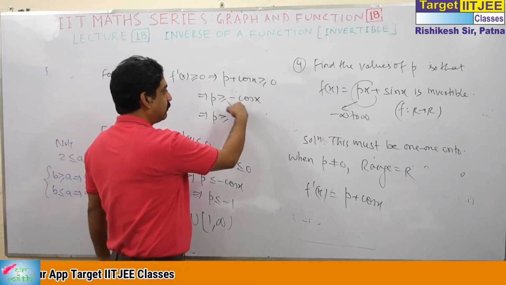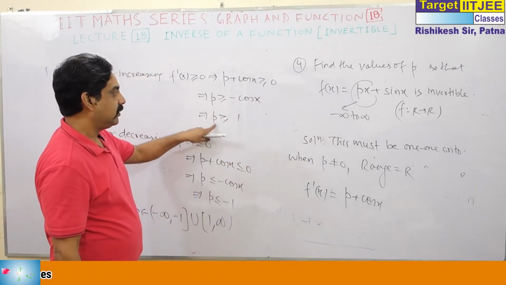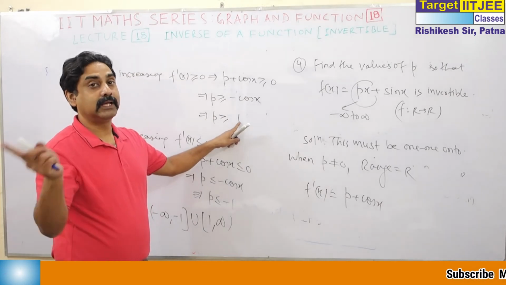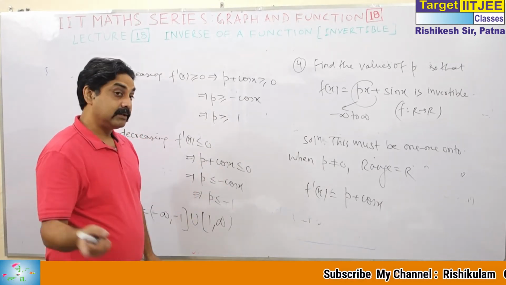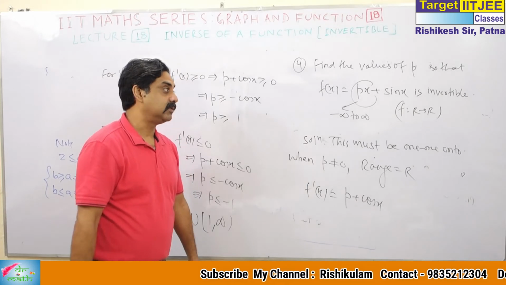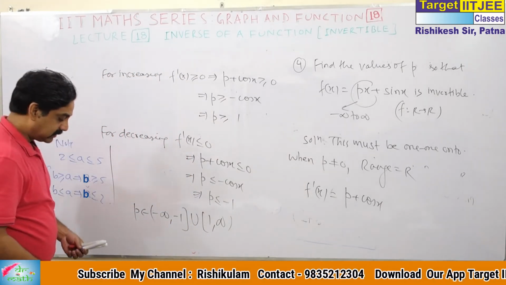This value lies between -1 to 1. So for greater than, it must be greater than or equal to the greatest one, which is 1. For less than, it must be less than or equal to the smallest one, which is -1. So that is the case.